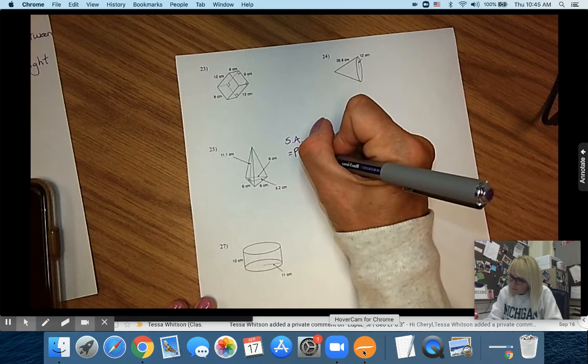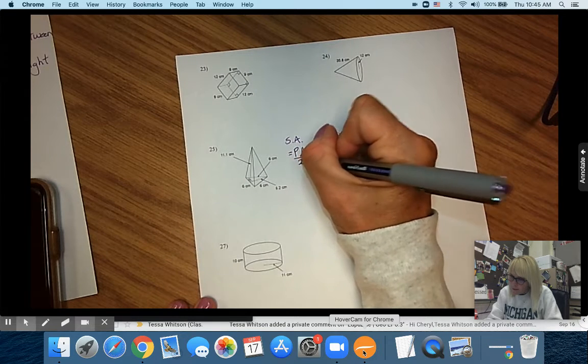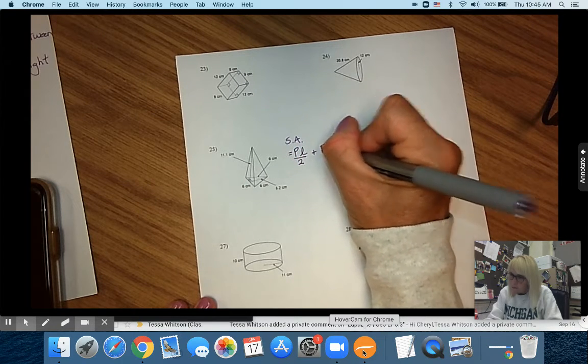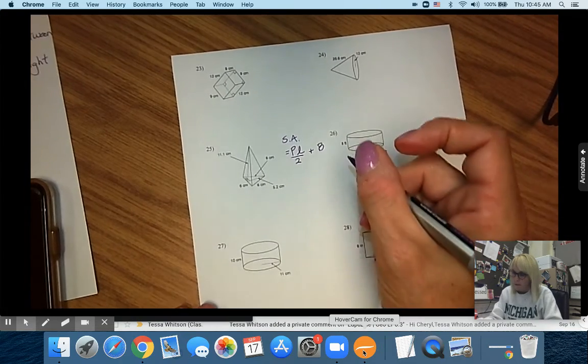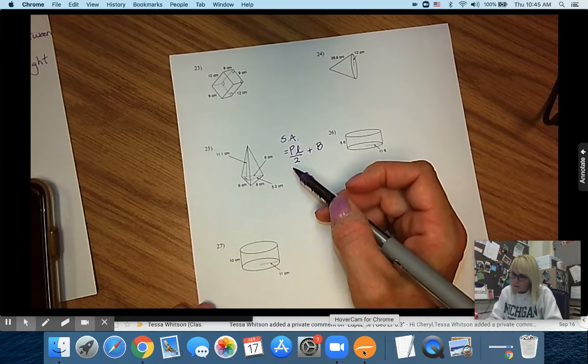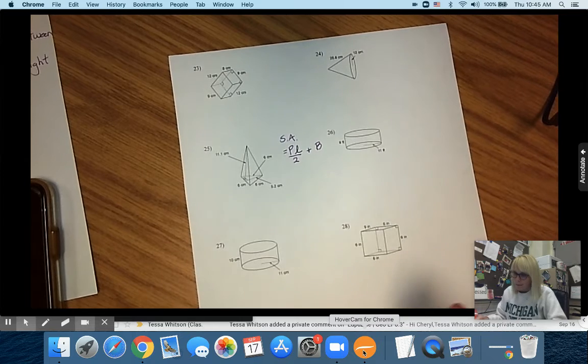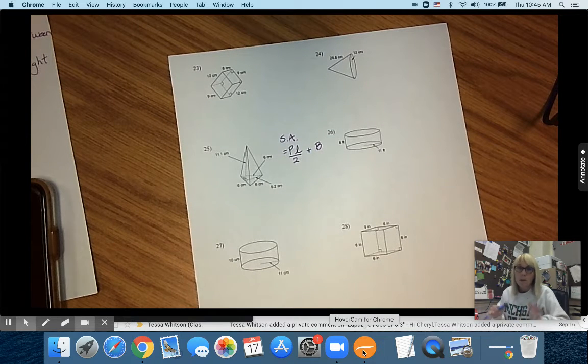Perimeter of the base times the slant height divided by 2 plus the area of the base. I want you to write the formula down every single time. So the first thing I need you to do is identify the base. What do we have one of? They're all triangles, right? But which one is the base? I'm going to pause while you highlight that or outline it on your paper.